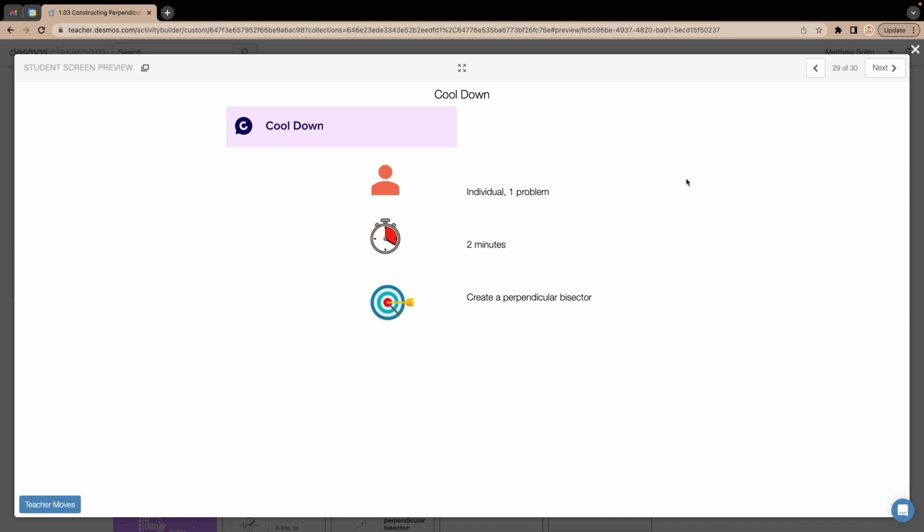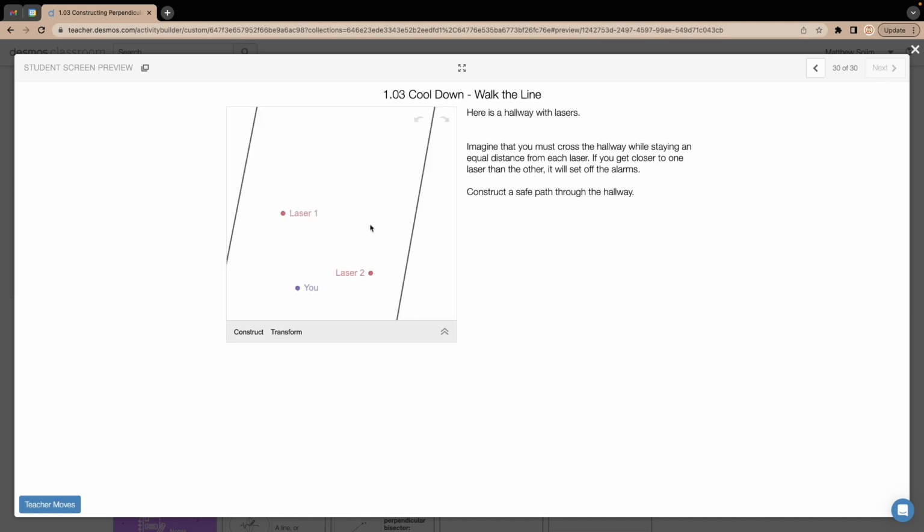So for the cool down, just got to do one. We want to try to go right down the middle of this hallway in between the two lasers. So how would we find the middle of the two lasers? We want to go down the middle so we don't hit the lasers in the hallway.